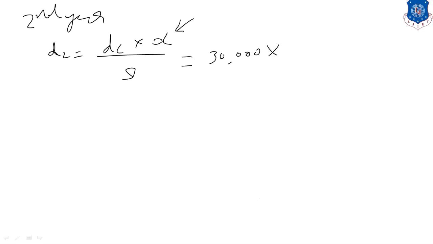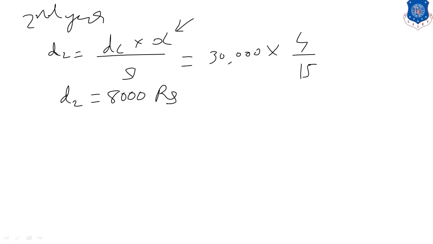For the second year, D2 can be given by DC multiplied by X upon S. The depreciable cost is 30,000, which we already found in the previous section, multiplied by X, which means the remaining years. For the second year the remaining years is 4, and the sum of digits is 15. So we'll get depreciation for the second year, which is 8,000 rupees.